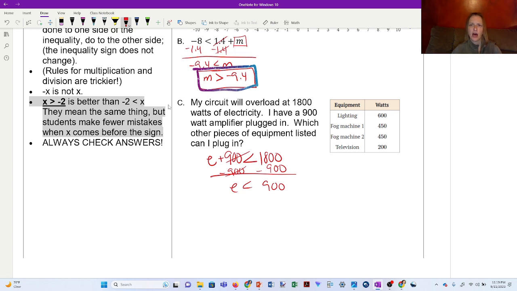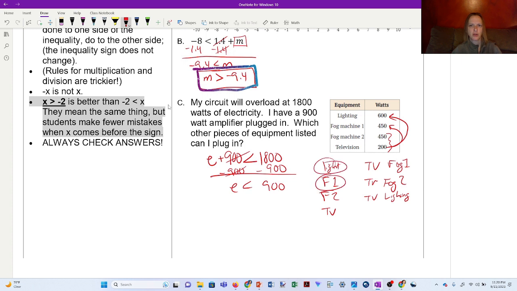So if I look here, I can do the lighting machine. That's less than 900. I can do the fog machine 1. I can do fog machine 2. Or I can do the TV. And in fact, I can plug in more than one thing. I could do the TV and the fog machine, or the TV and the other fog machine, or the TV and the lighting.